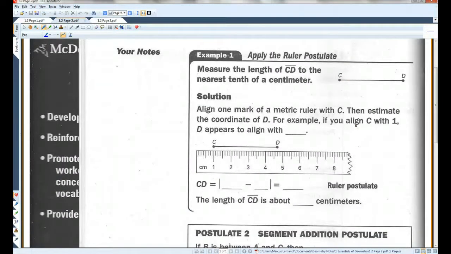Measure the length of CD to the nearest tenth of a centimeter. So they already give us the ruler. Align one mark of the metric ruler with C, then estimate the coordinate of D. For example, if you align C with 1, D appears to align with, looks like 4.7. So the difference, the distance between them, would be 4.7 minus 1, which is about 3.7. So the length of CD is about 3.7 centimeters.